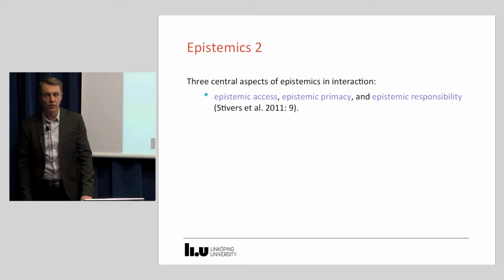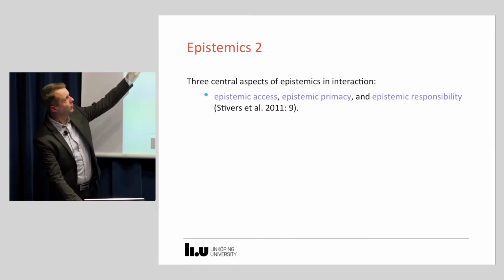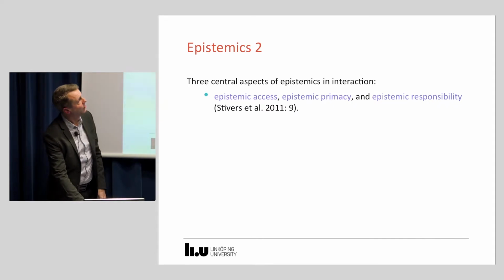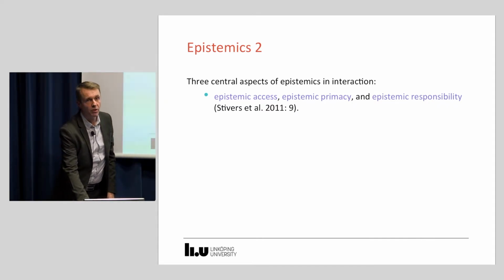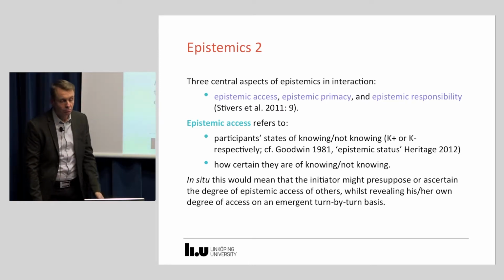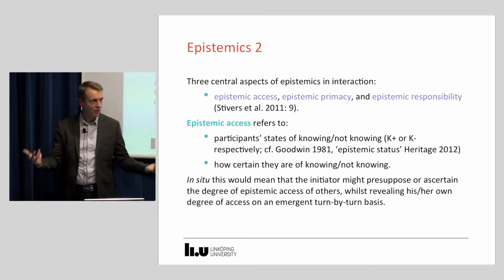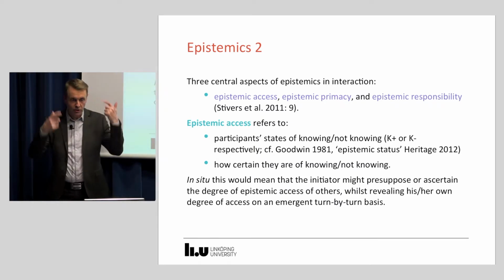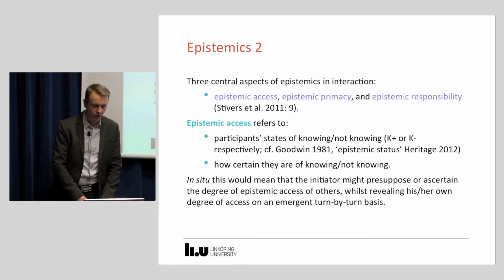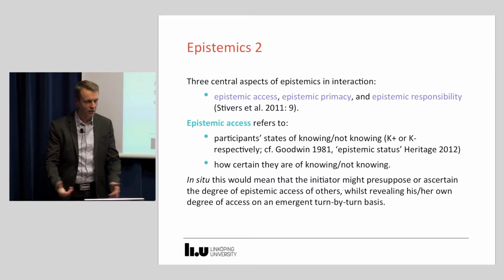And then drawing on the work of Stivers et al., I'm mostly going to be using the term epistemic access here, but epistemic primacy and epistemic responsibility come into the picture as well. There are moral undertones as well. So epistemic access: participant states of knowing, not knowing, and of course it's what's displayed in interaction rather than what's going on inside people's heads that we're interested in here. And then also the certainty of whether they think they know things or not.